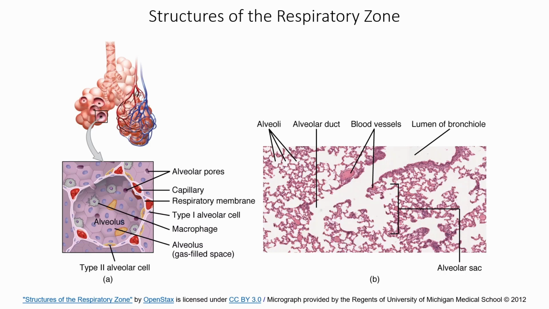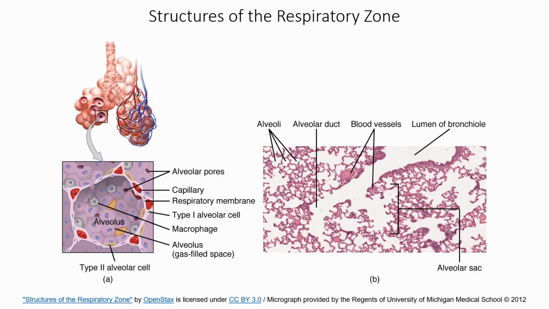So we look up close in the alveolus. We have a few different types of cells here. The alveolus is the actual space. And then we have all these other types of cells. So let's go ahead and talk about each of these types of cells in here. We have the macrophages, which are going to be part of an immune response. They can help phagocytize anything that's not supposed to be there. We have capillaries, which are going to have blood so we can do our exchange. And then we have these type 1 and type 2 alveolar cells.